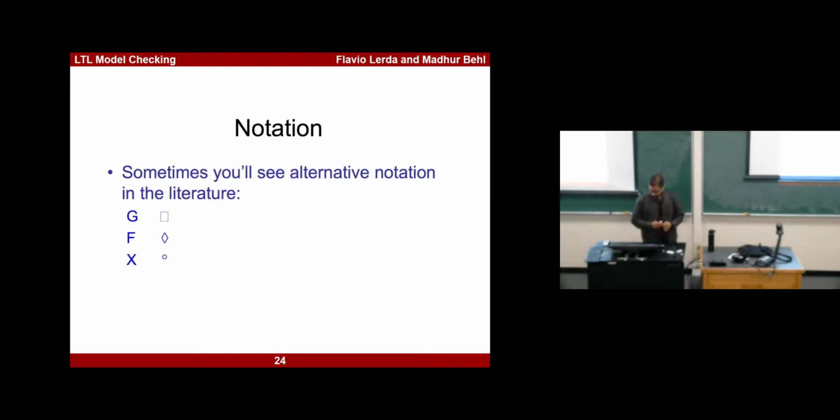This is more of a public service announcement that in literature, also probably in the assignment, sometimes these symbols exist. So G is sometimes represented by the square, eventually is represented by a diamond, and next is just this circle. I just don't want you to be confused that this doesn't look like what we discussed, okay?